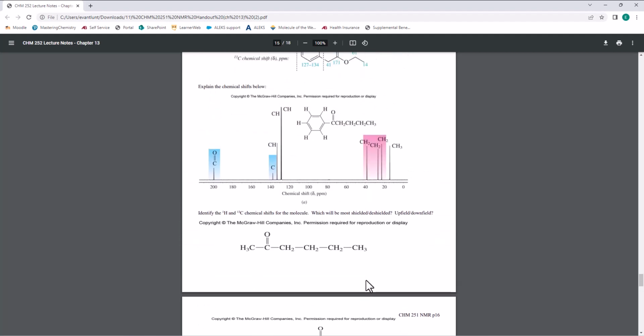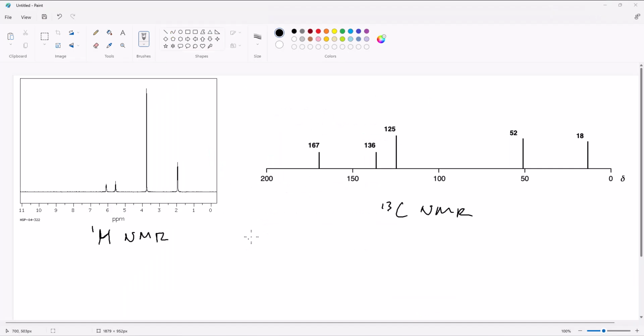We can use both proton NMR and carbon NMR to distinguish between different types of molecules and different types of products. So let's look at a couple examples of proton and carbon NMR. So I have here the proton and the carbon NMRs of this molecule, which is known as methyl methacrylate. So let's examine the proton NMR first and then examine the carbon NMR.